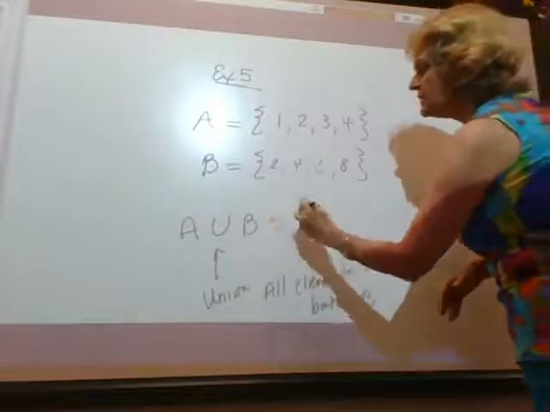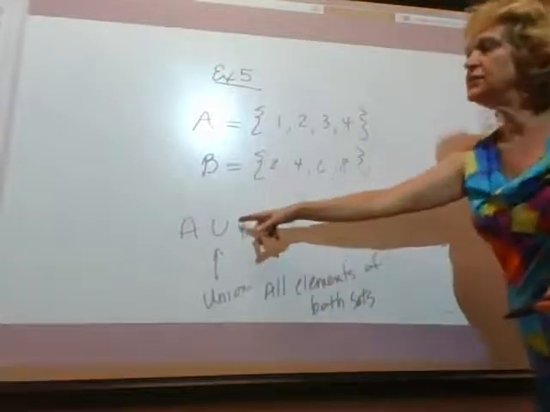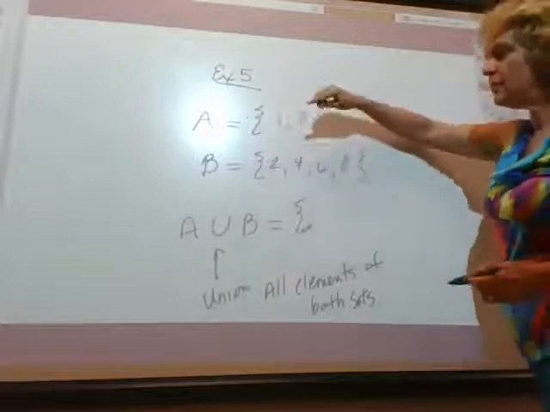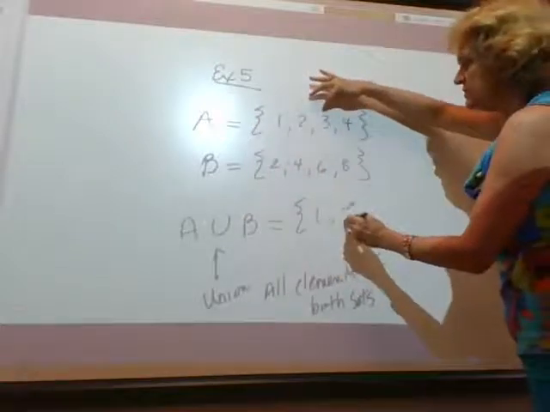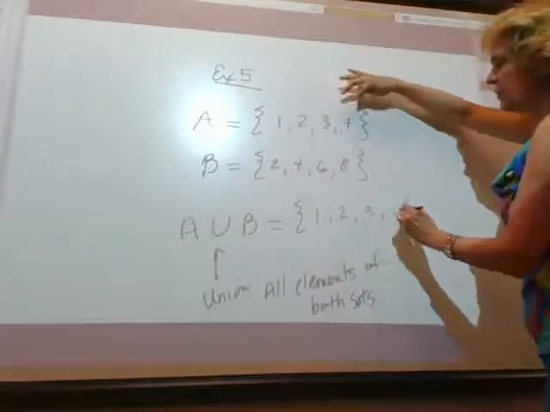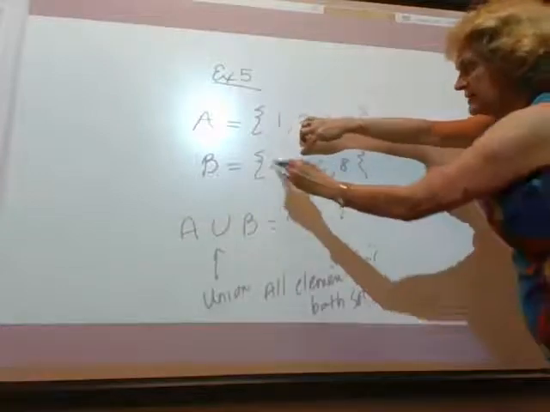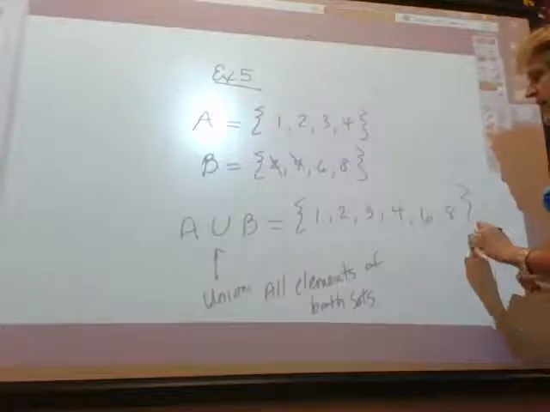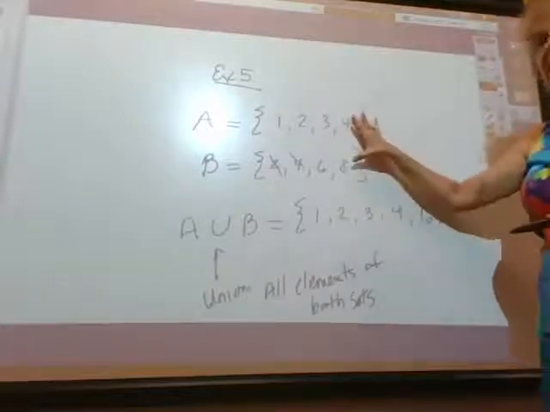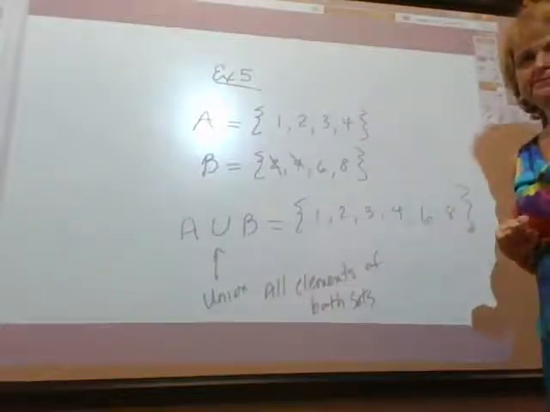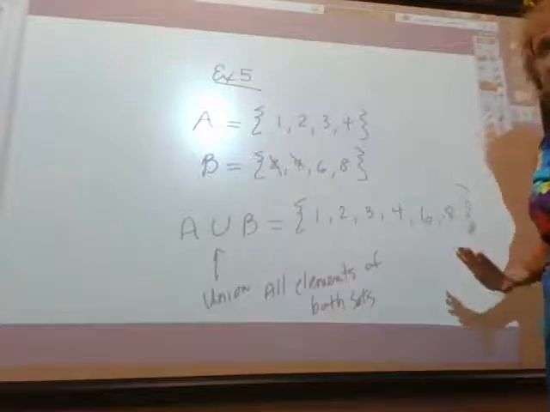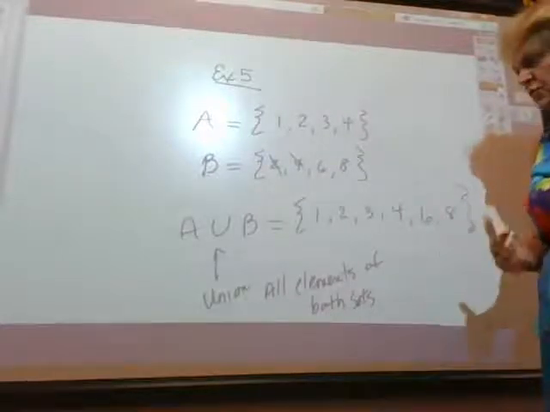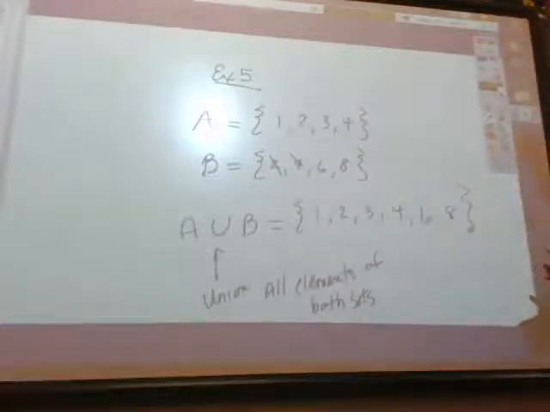So what would be the set that is the union of A and B? Well, we would need 1, 2, 3, 4. So we've got 2, we've got 4, we need 6 and 8. That's the union of both sets. Okay? Every element. And I'm not writing them twice. I don't need to do that.